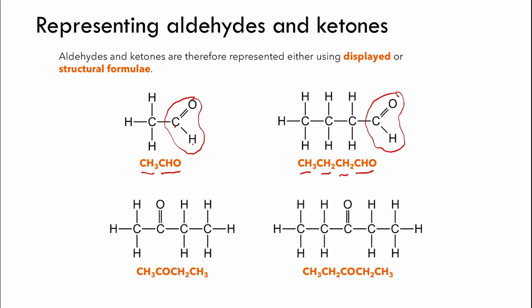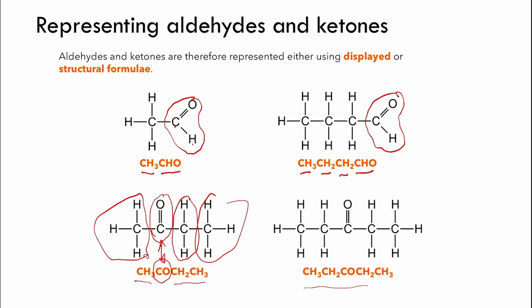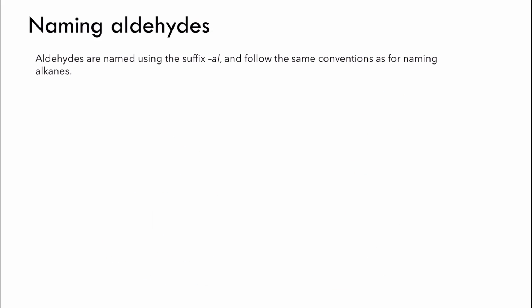The ketones, on the other hand, as you can see with the displayed formula, the carbonyl group is represented in the center or in the middle of the structure. And then when you write the structural formula, you write CO and write the other part of the chain on the other two sides. So this one is CH3 first, and then CO, which is the carbonyl group, and then CH2, and then CH3, and same here for the other ketonic compound or the ketone.